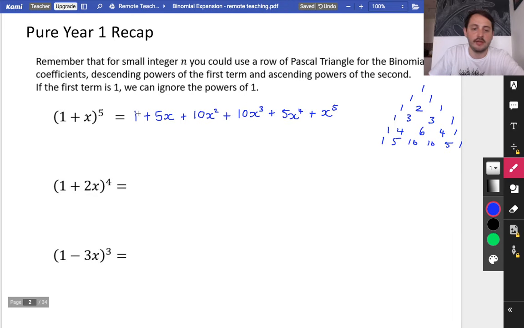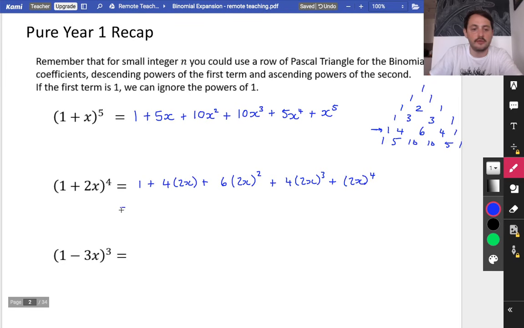And you can also see that the x is going to the power of 0, 1, 2, 3, 4, and 5. So this next one follows a similar kind of pattern, except this time we're going to be using this row. So we're going to start off with 1 plus 4 multiplied by 2x. And then the next number, which is 6, is multiplied by (2x) squared. Make sure you're squaring the whole thing there. Then we have 4 multiplied by (2x) cubed, and then 1, so we've got (2x) to the power of 4.